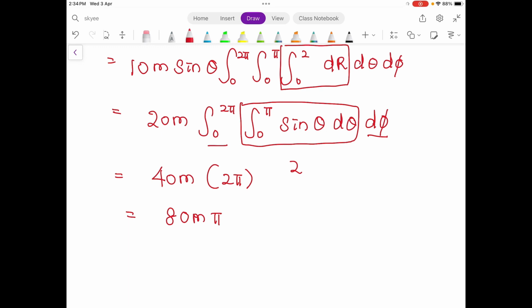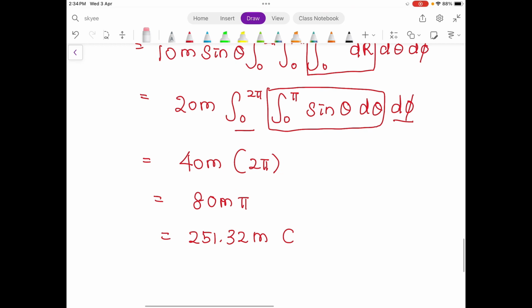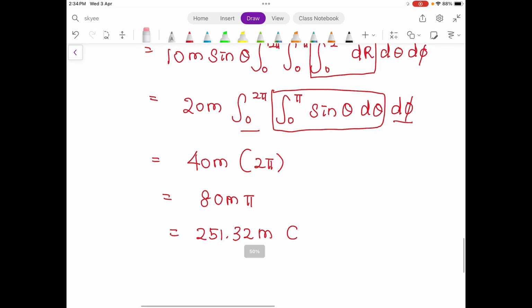So it becomes 251.32 milli, and this is coulombs. The unit is coulombs. So this one is the flux crossing the surface when the R equals 2.